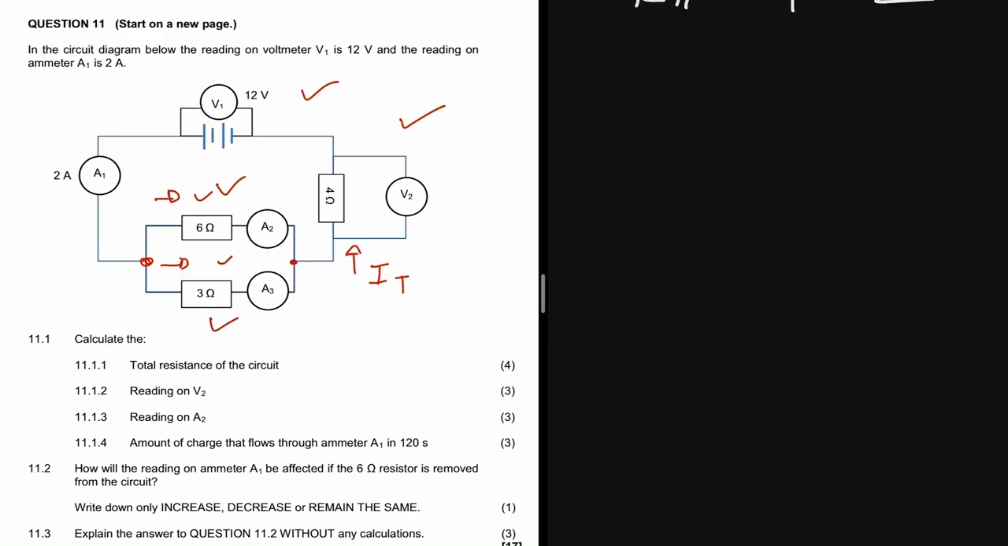The next problem, which is 11.1.2, says that we must calculate the reading on voltmeter 2. Voltmeter 2 is this one here. We know that voltmeter 2 is placed on the 4 ohm resistance, and the current that will pass there is the total current, which is 2 amps. So we can calculate the voltmeter 2 using all the information that we have for that 4 ohm resistor: the current that will pass through it and its resistance.